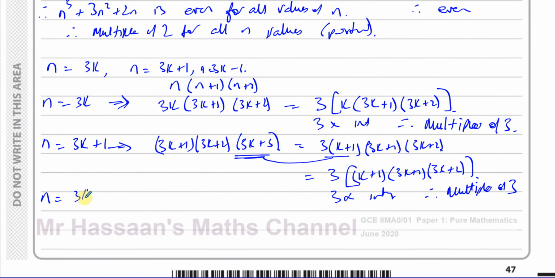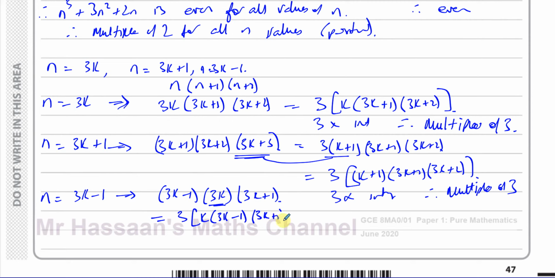So when n equals 3k minus 1, then we're going to have n, which is 3k minus 1, and n plus 1, which is 3k minus 1 plus 1, which is 3k. And that's going to help us. And n plus 2, that's 3k minus 1 plus 2, that's 3k plus 1. If you take this, 3 times k times 3k minus 1 times 3k plus 1, so that's 3 times an integer. Therefore, it's a multiple of 3.